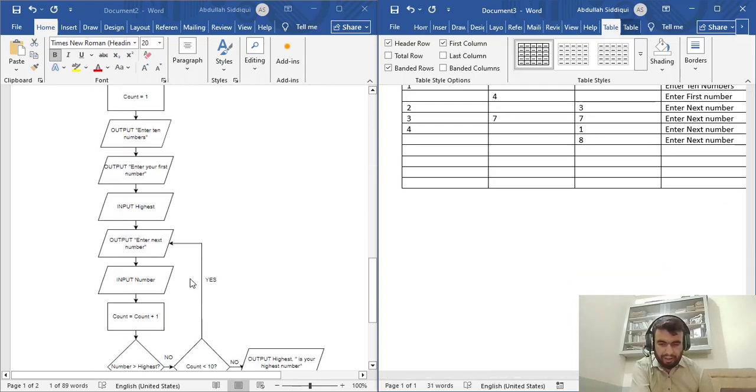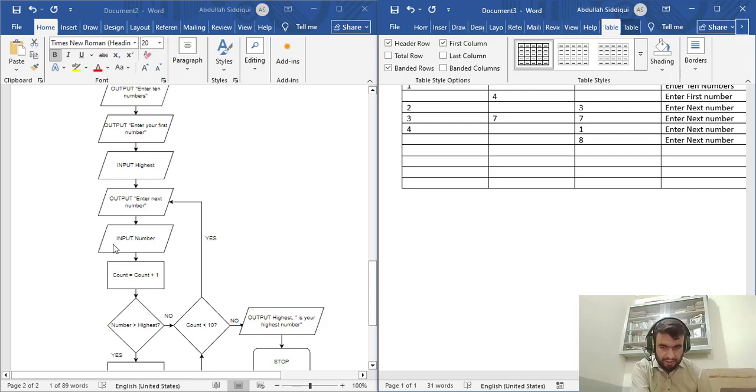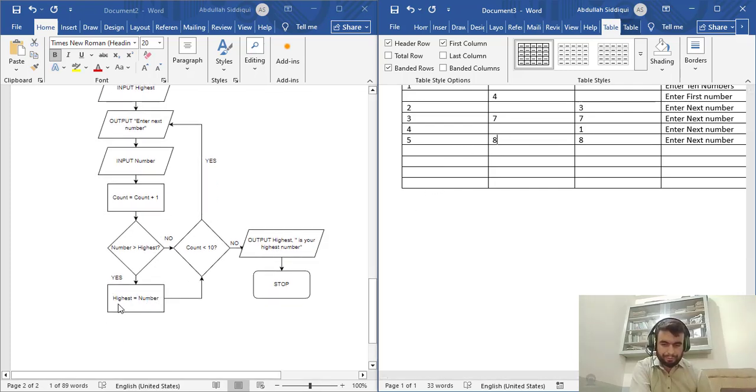Okay, now the next number is 8. We have taken the input 8. We have to increment the count. The count is now 5. Is the number greater than highest? 8 is greater than highest. Replace it. We have replaced it. Then we have to execute for the next iteration.